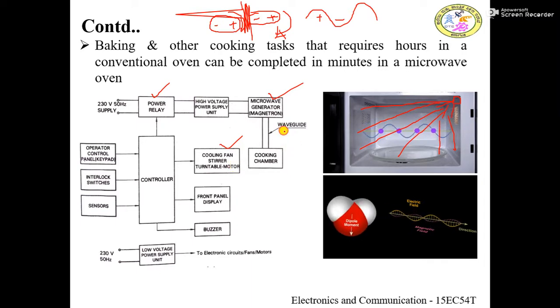Next one is the waveguide. The waveguide is nothing but a bridge between the magnetron and the cooking chamber. This waveguide is going to guide the microwaves that are generated from the magnetron into the cooking chamber.